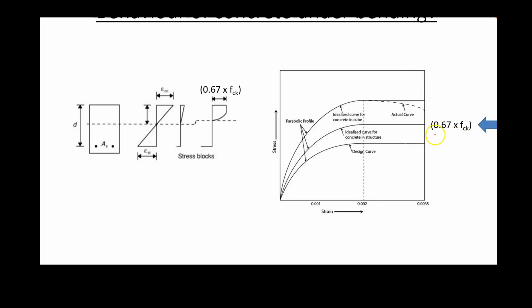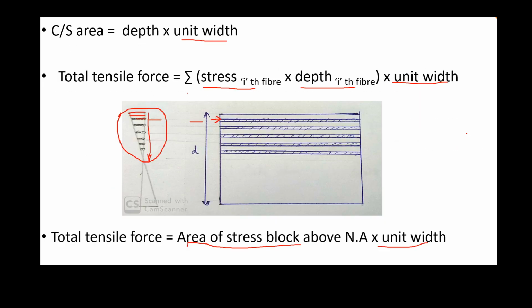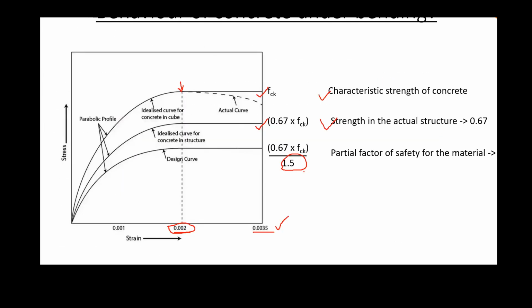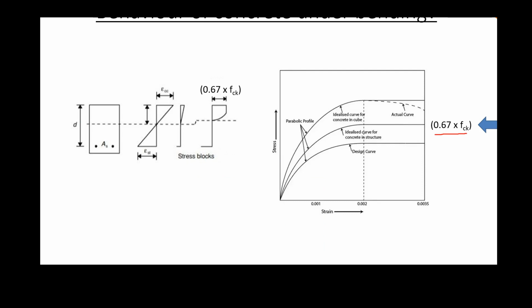Now we are going to use this second curve. Why? Because in the question they told us without considering the partial safety factor. That's why we are using this second stress strain curve here. Had they not said this, we would have been using this third curve, which is called the design curve, that is applying a factor of 1.5 to this second curve. Fine. So now what we have done is, we know that the strain profile is linear, so we just took the second curve and kept it along the depth of the beam here.